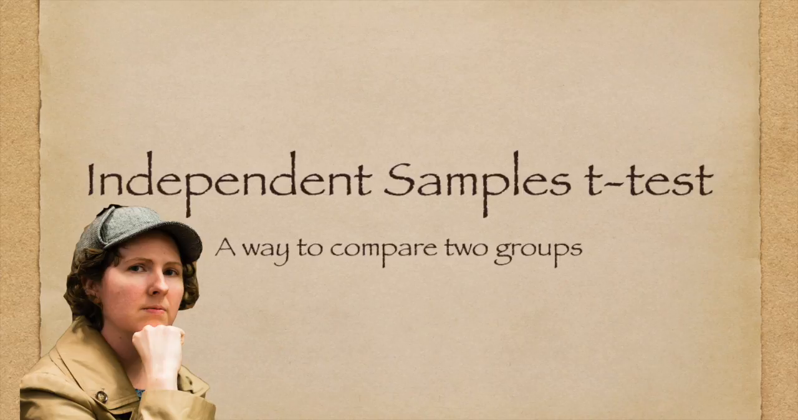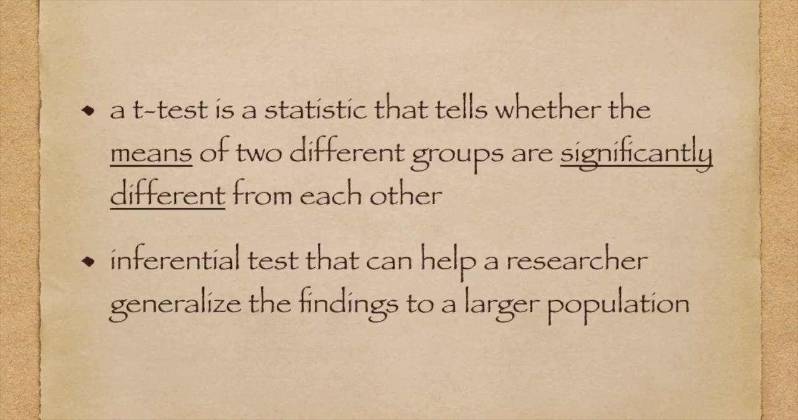My name is Detective Leah Shull, and I'm here to explain to you what an independent samples t-test is and how to perform that test in SPSS. What is an independent samples t-test? It is a way to compare the means of two different groups to determine whether the means of those groups are significantly different. This is an inferential statistic, which is different from a descriptive statistic. While a descriptive statistic tells you what is going on in the data you have already collected, an inferential statistic allows you to generalize to a larger population with certain limitations.